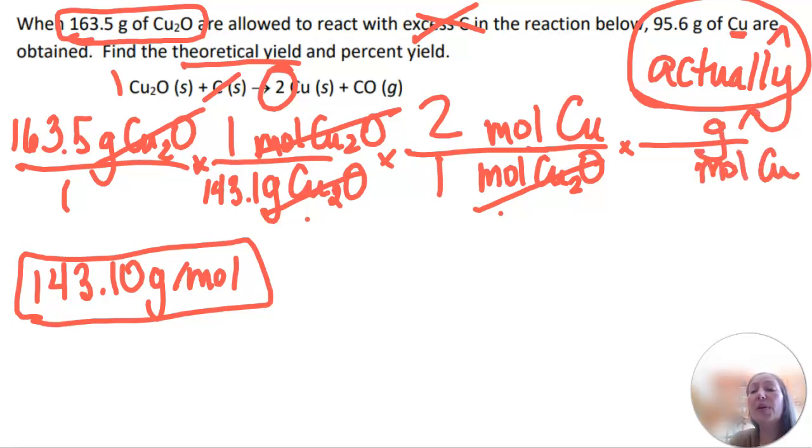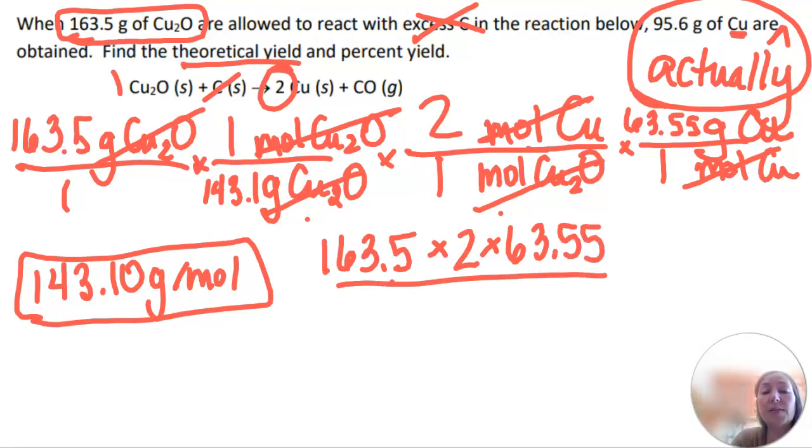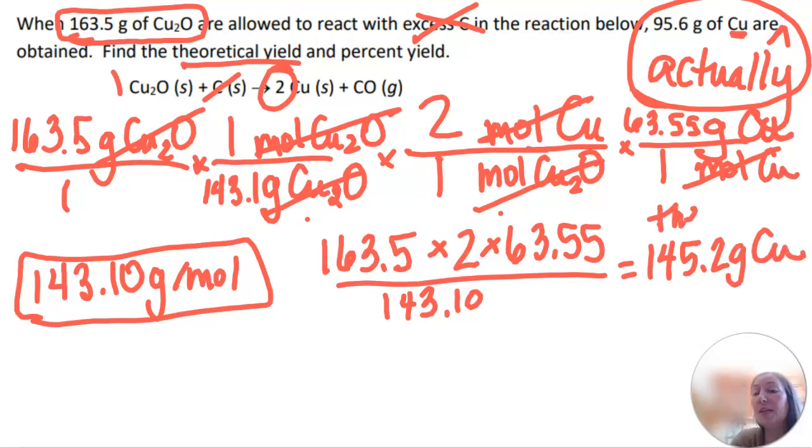And finally, we want to get to grams of copper so we can compare and see how much we should have gotten for copper. So we go to the periodic table. We've got a mass on our table of 63.55 grams of copper for every 1 mole. Cancel out moles of copper. We're finally in grams of copper. If you do this math on your calculator, it should be 163.5 times 2 times 63.55, and then you want to divide by 143.1, and I get 145.2 grams of copper.